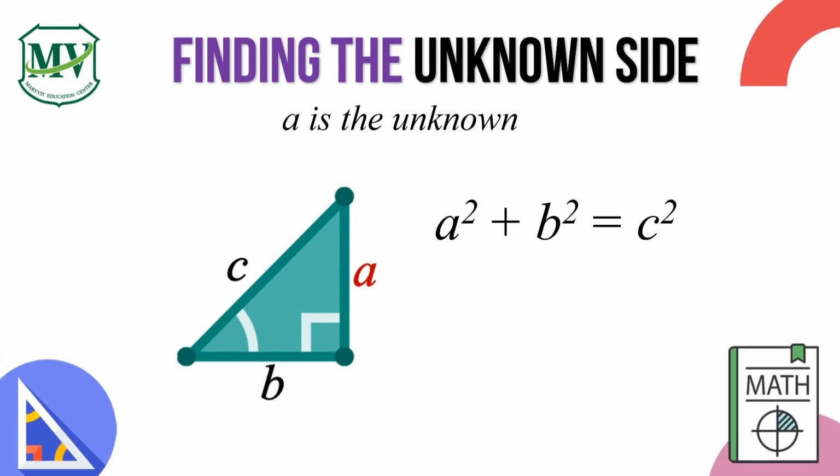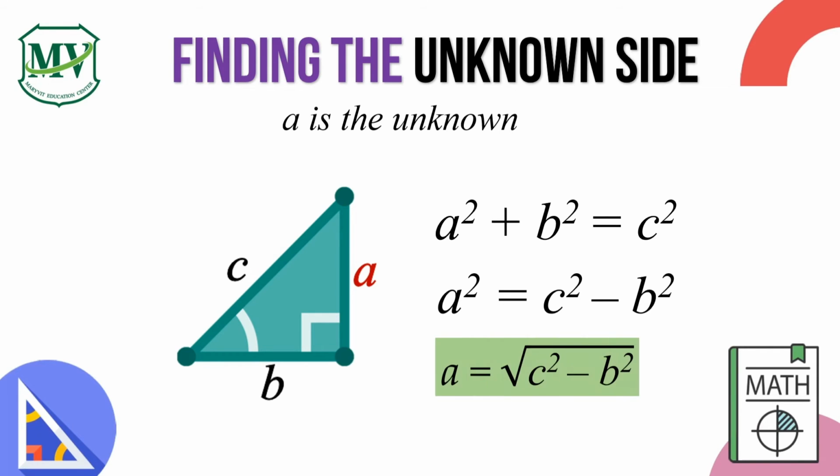If a is the unknown, we're going to transpose b squared to the other side. So a squared equals c squared minus b squared. Then a equals the square root of c squared minus b squared.